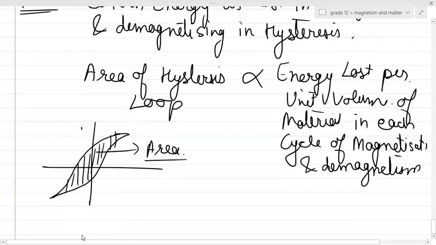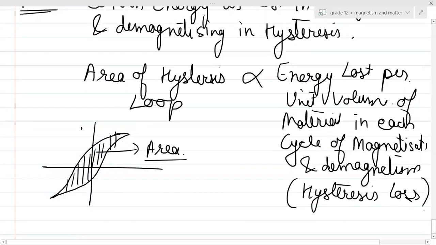By the way, where does this come? This energy loss is called hysteresis loss. It will come in transformers generally, or wherever soft iron core is used, wherever ferromagnetic substances are used. So these losses will also come into play. With this, I am done with your chapter magnetism and matter.